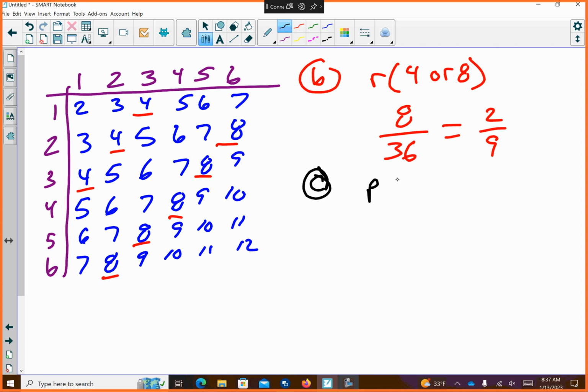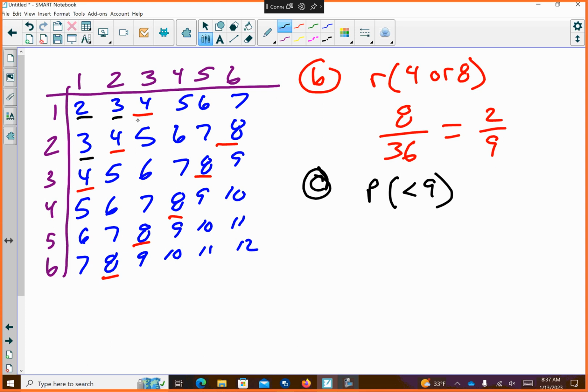probability of rolling less than 9. Okay, where this takes place is I could go count up all the events that are less than 9, or I could count up the events that are bigger than 9 and then just subtract it from the total number of events, 36. So I'll just do this.